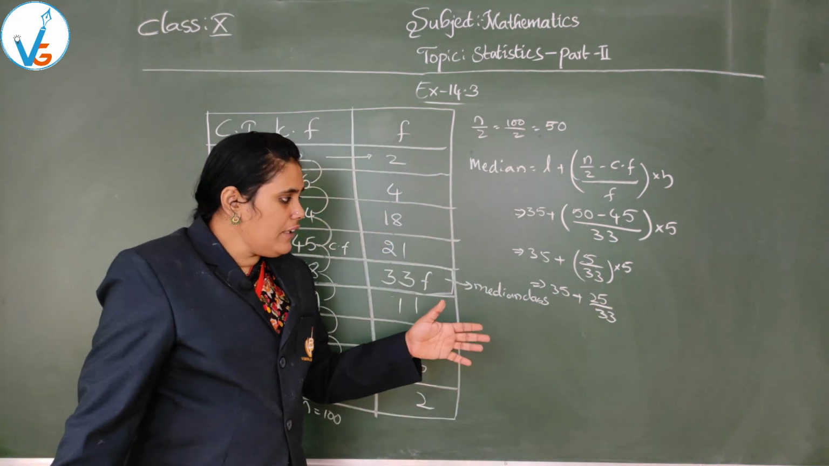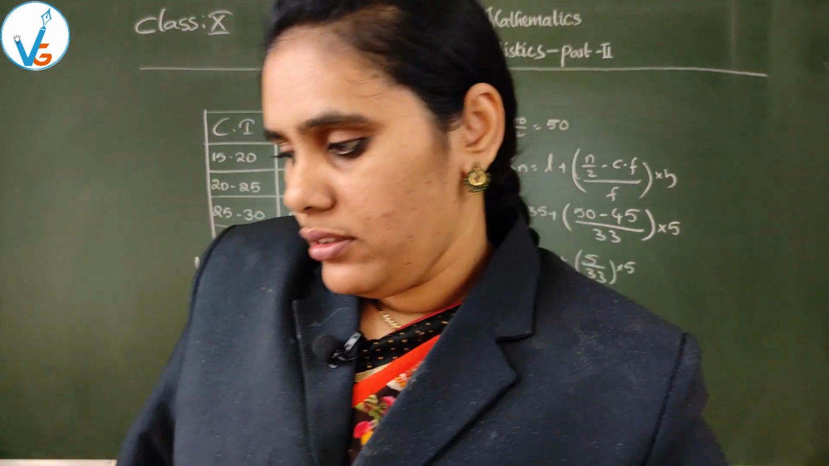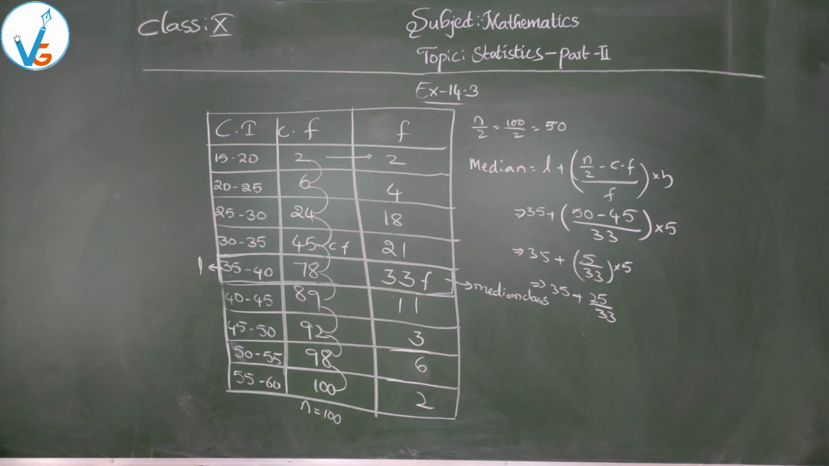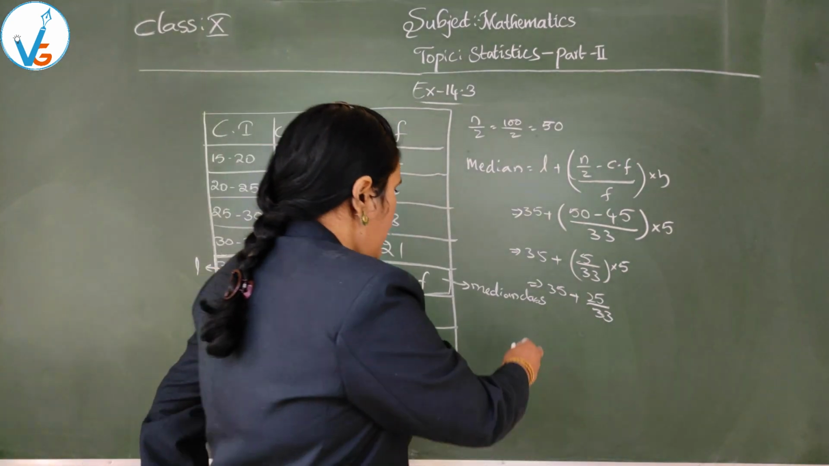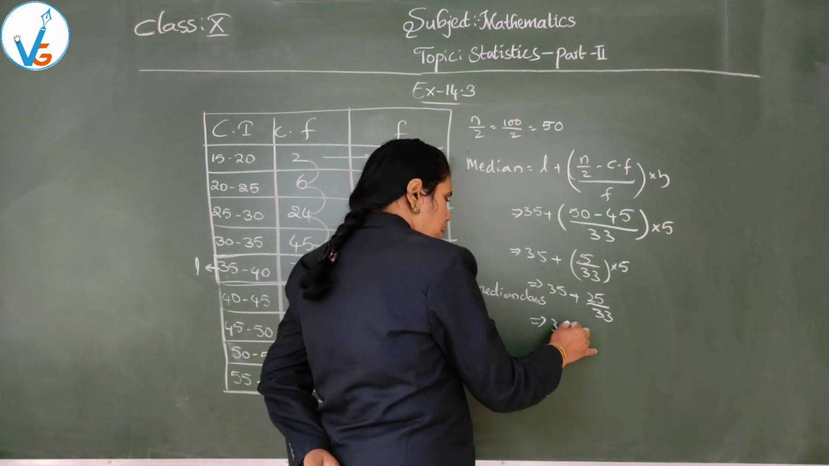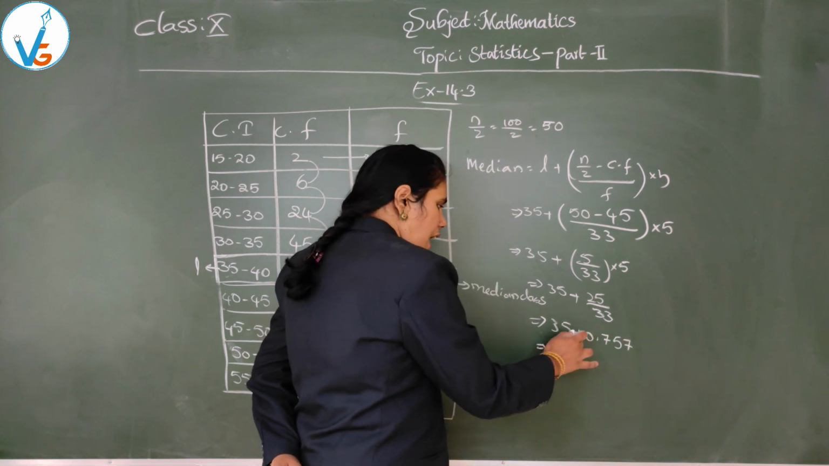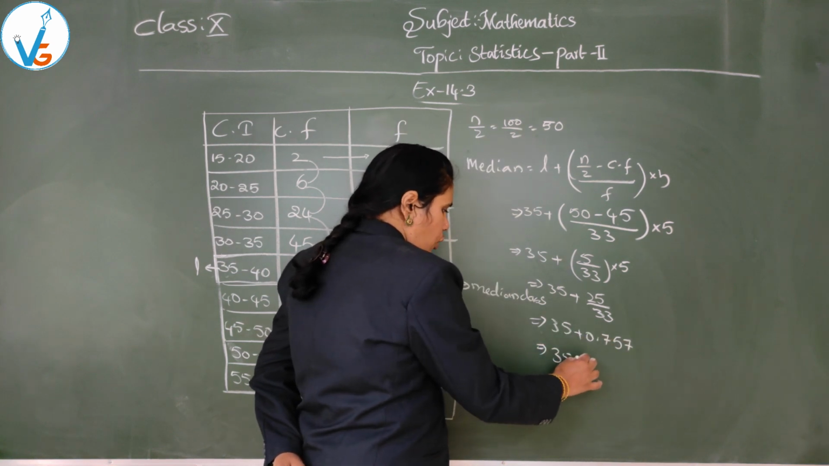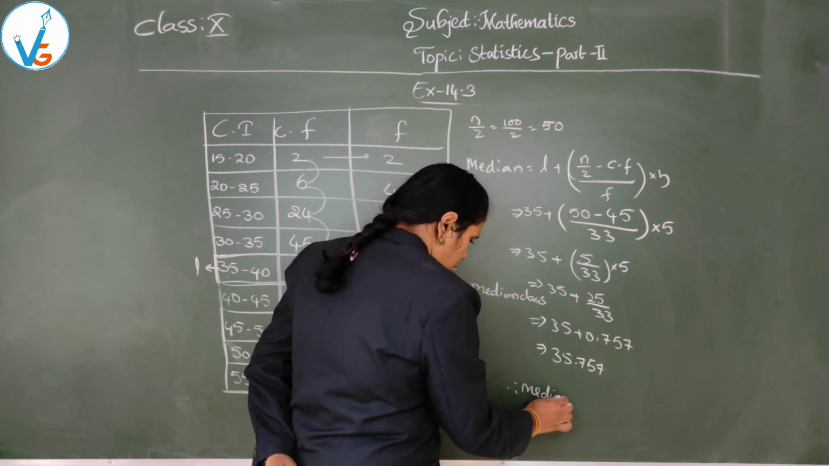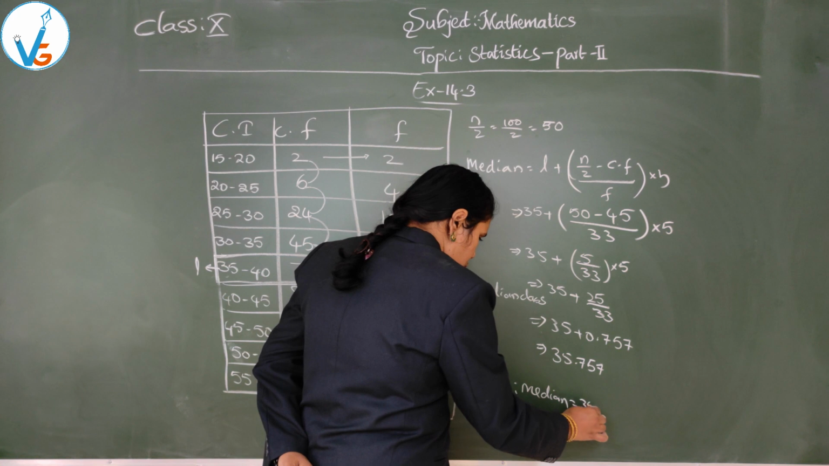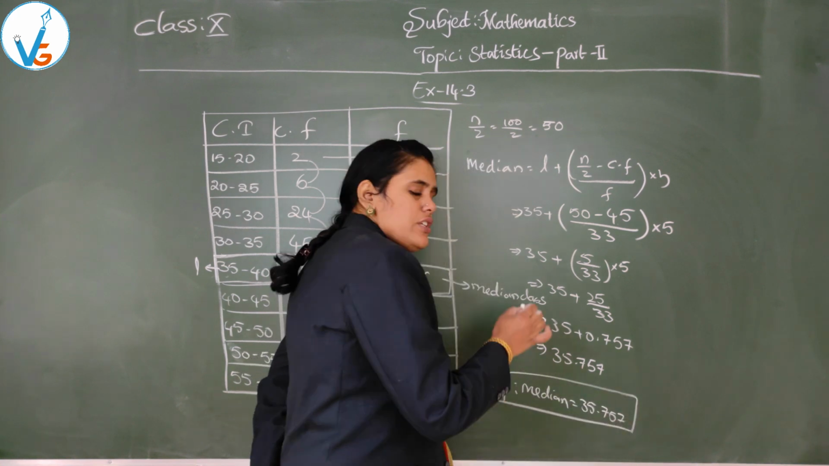Okay? If you divide 25 by 33, what do we get? Okay, now here we will get 35 plus 0.757. So 35 plus 0 will be 35.757. So therefore median is equal to 35.757. I hope you have understood this problem.